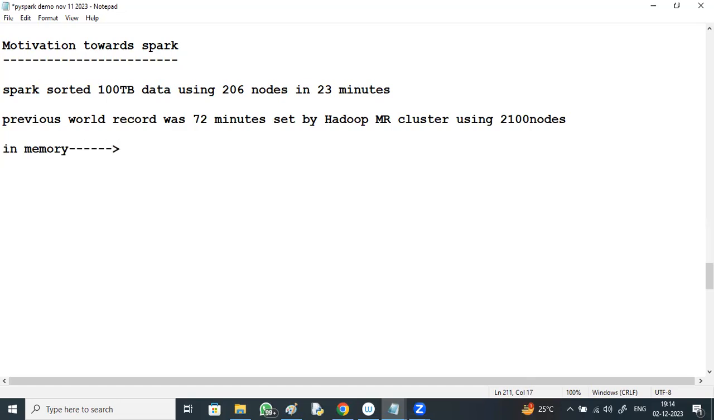If you talk about memory, it is 100 times faster than MapReduce. In disk, if you talk about disk, it is 10 times faster. Okay, that is an introduction to that.